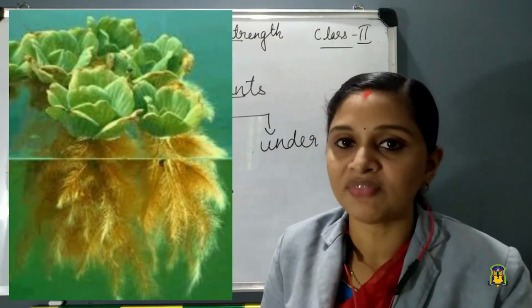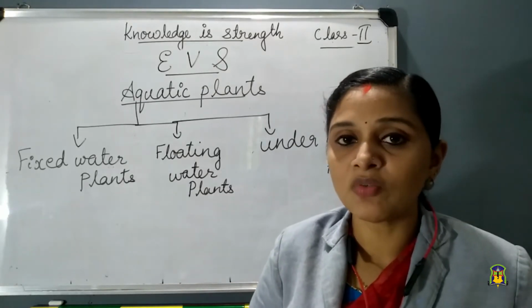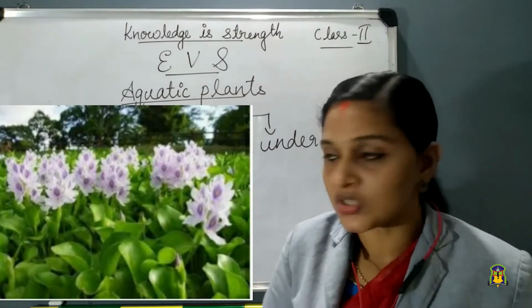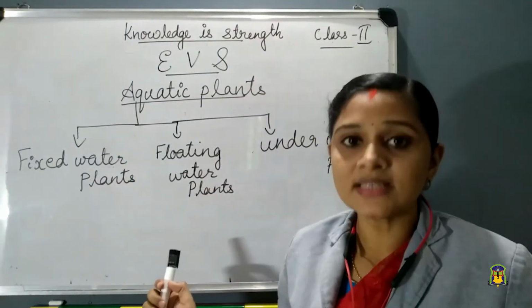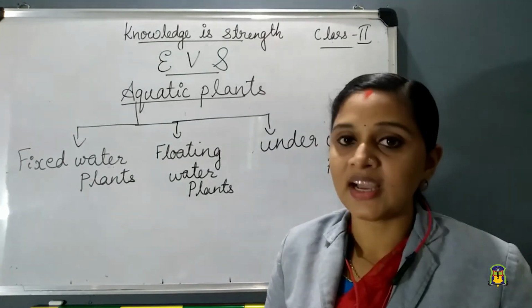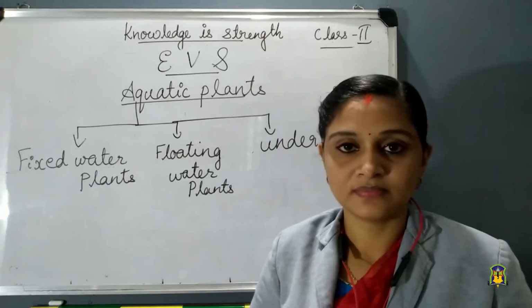The roots are not fixed like the lotus. And in your textbook, one example is there, that is water hyacinth. Water hyacinth is also a floating water plant, not fixed into the soil. The roots are freely floating and the plant is moving on the water.